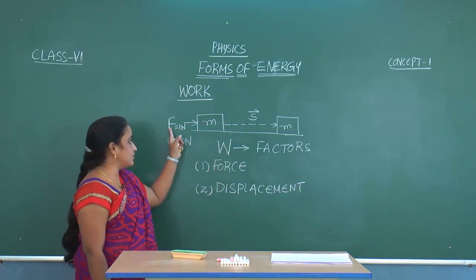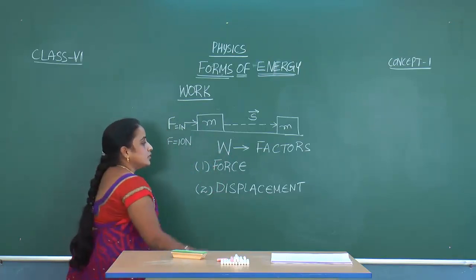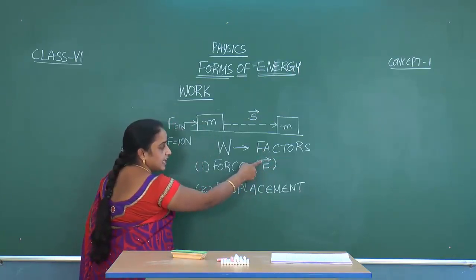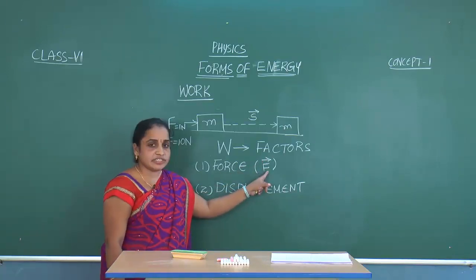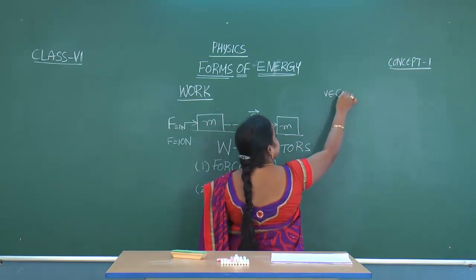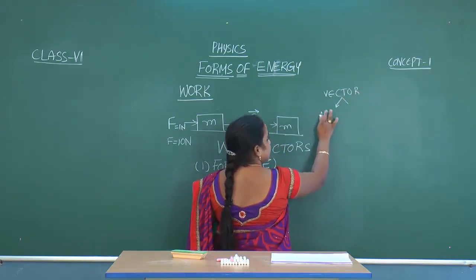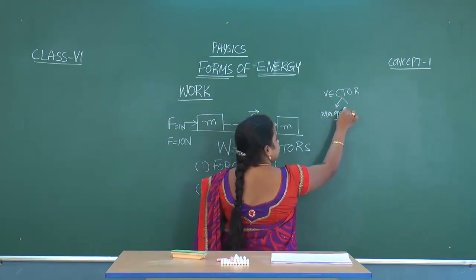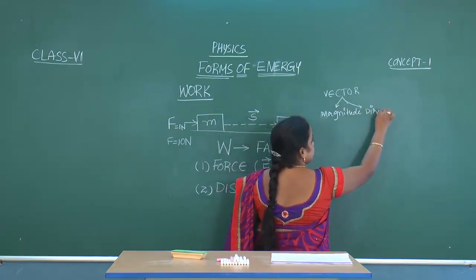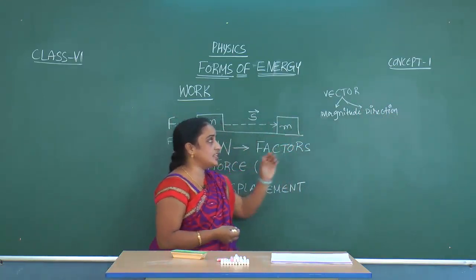Now you came to know about the work done, which is depending on the factors as force and displacement. So as we know that force is F and I am writing on its head with an arrow, the meaning of this one is, it is a vector. So what is a vector? A vector means the physical quantity which is having magnitude and direction. So you can know now what is magnitude, what is direction.